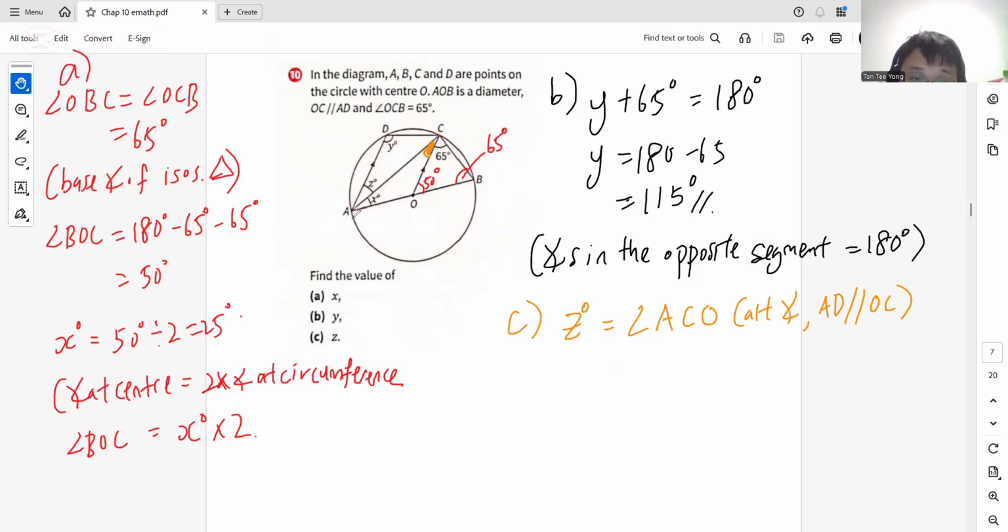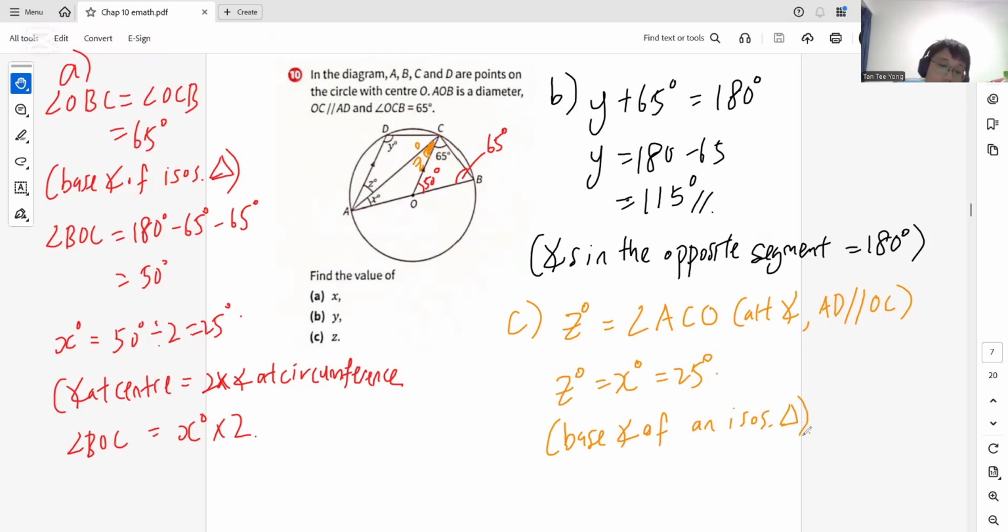AD parallel to OC, so you form a Z over here. So this is actually Z degrees. And you can also tell that Z degrees is the same as X degrees. How come? Because OA and OC are radii of the circle, so they are both the same angle, because it's an isosceles triangle. So I can say that Z degrees is equal to X degrees, which is 25 degrees as well, because base angles of an isosceles triangle.